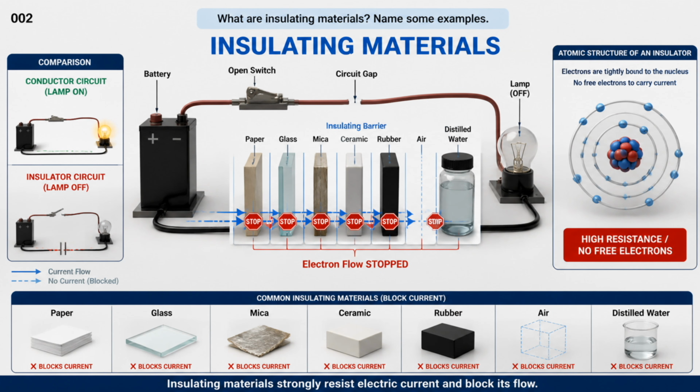Question 2. What are insulating materials, and can you name a few common examples of them? Insulating materials are substances that offer a very high resistance to the flow of electric current, and prevent electricity from passing through them easily. Common examples of insulating materials include paper, glass, mica, porcelain, rubber, air, and distilled water. These materials are widely used in electrical systems to improve safety, prevent electric shock, and stop unwanted current leakage.